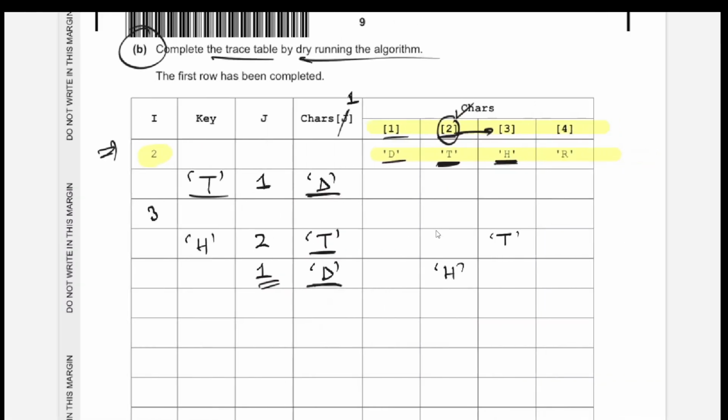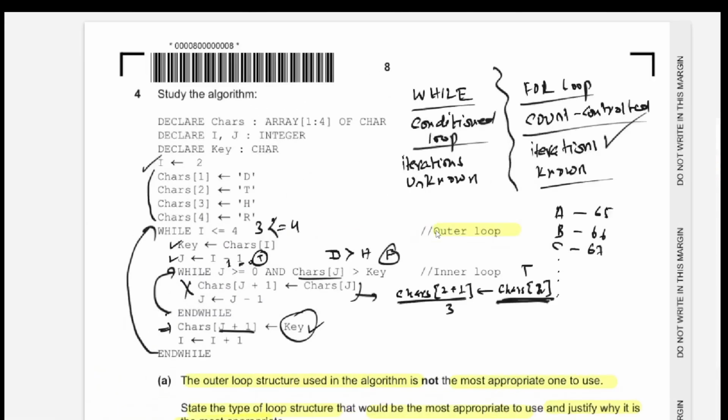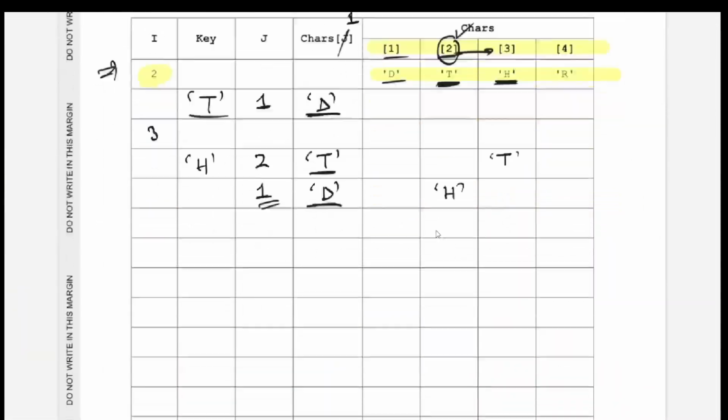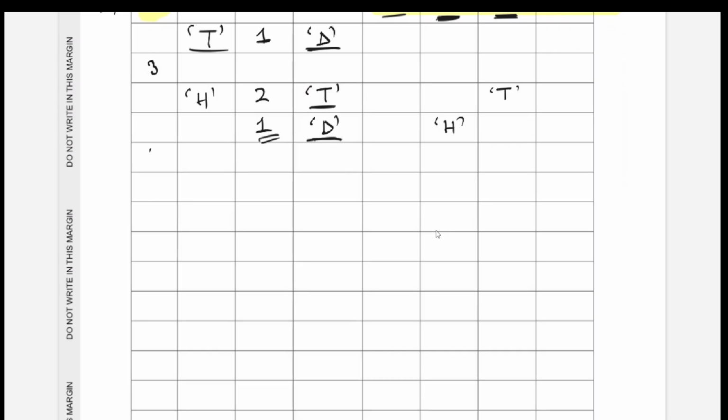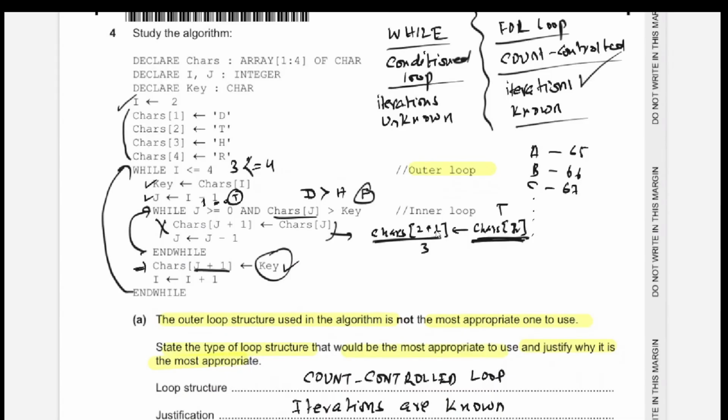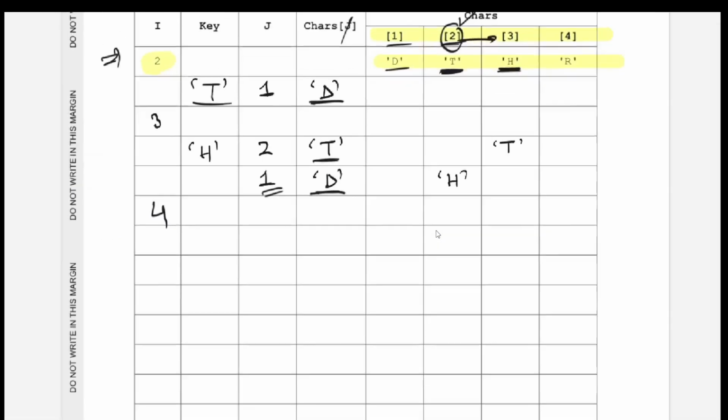So H will come over here. Okay. And then I is I plus 1. I क्या हो जाएगा? Now I is 4. And when I is 4, again it goes back. I is less than or equal to 4. Yes, it is correct. I is less than or equal to 4.